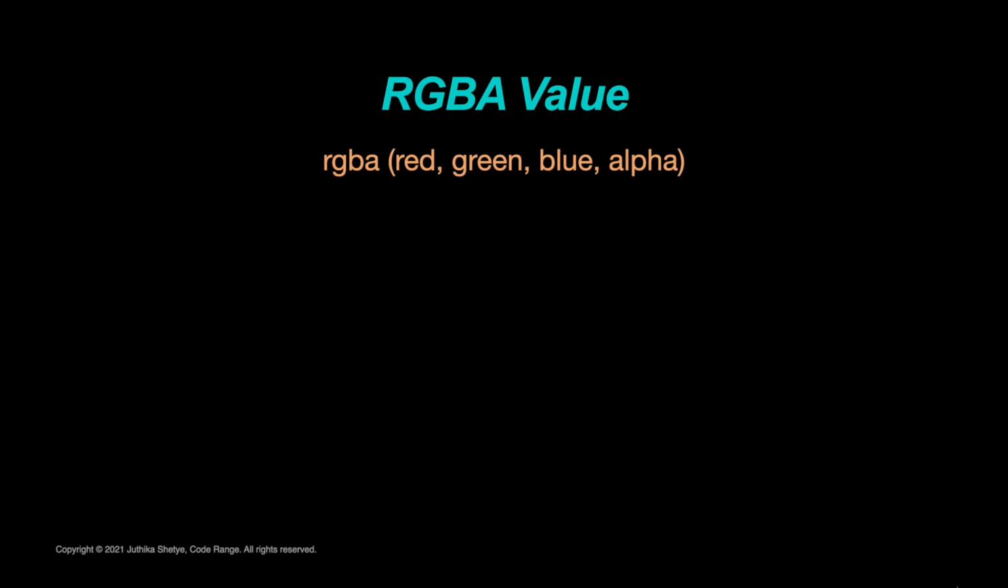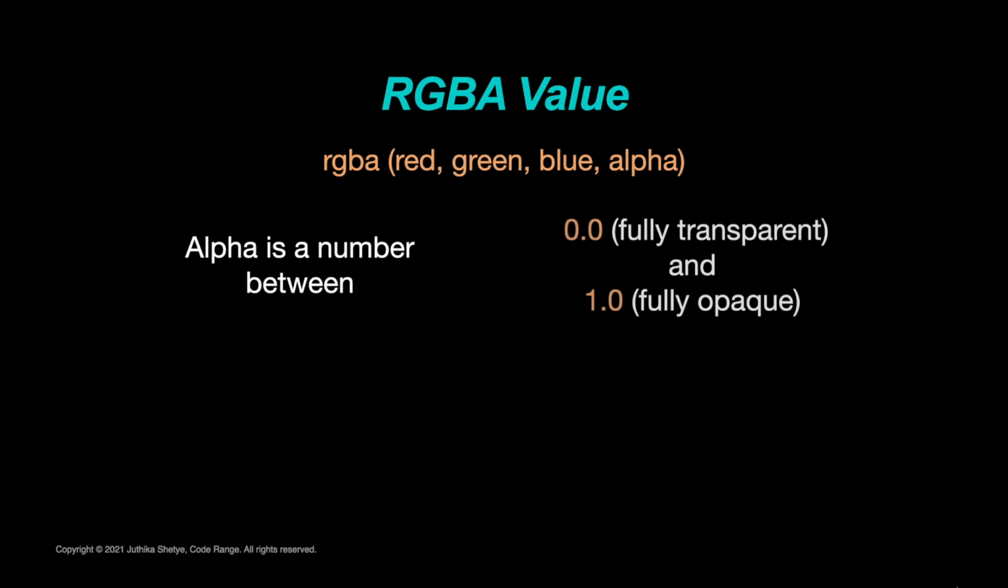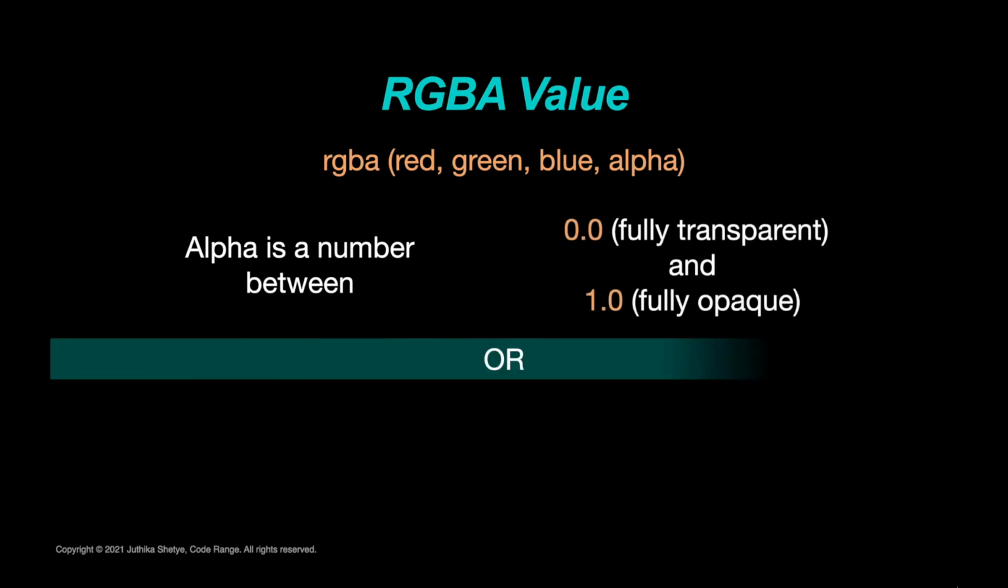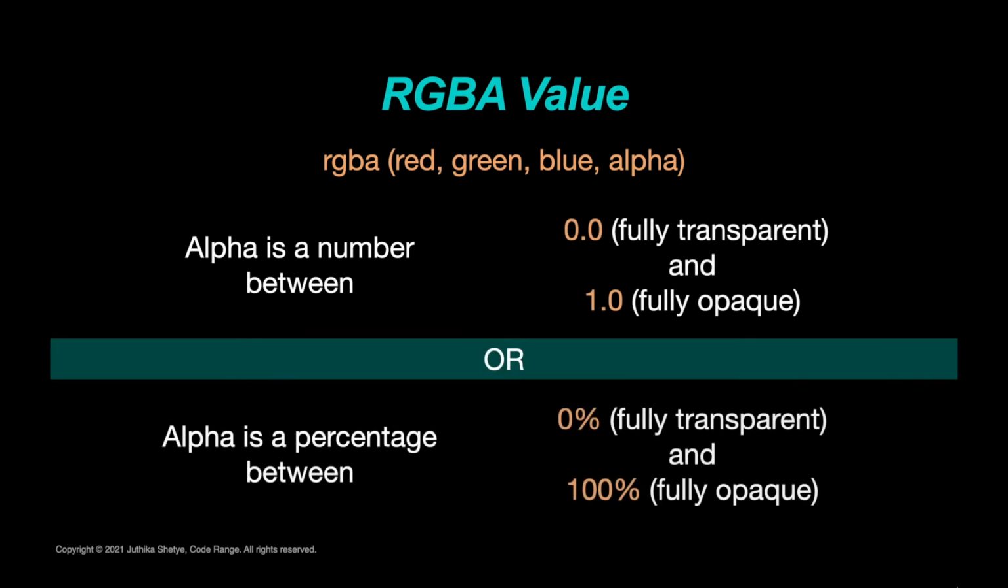The color value is specified like this: RGBA, round bracket, red, green, blue, alpha, closing round bracket. The alpha parameter is a number between 0 and 1 or a percentage between 0 and 100%. 0 or 0% is fully transparent and 1 or 100% is not transparent at all.